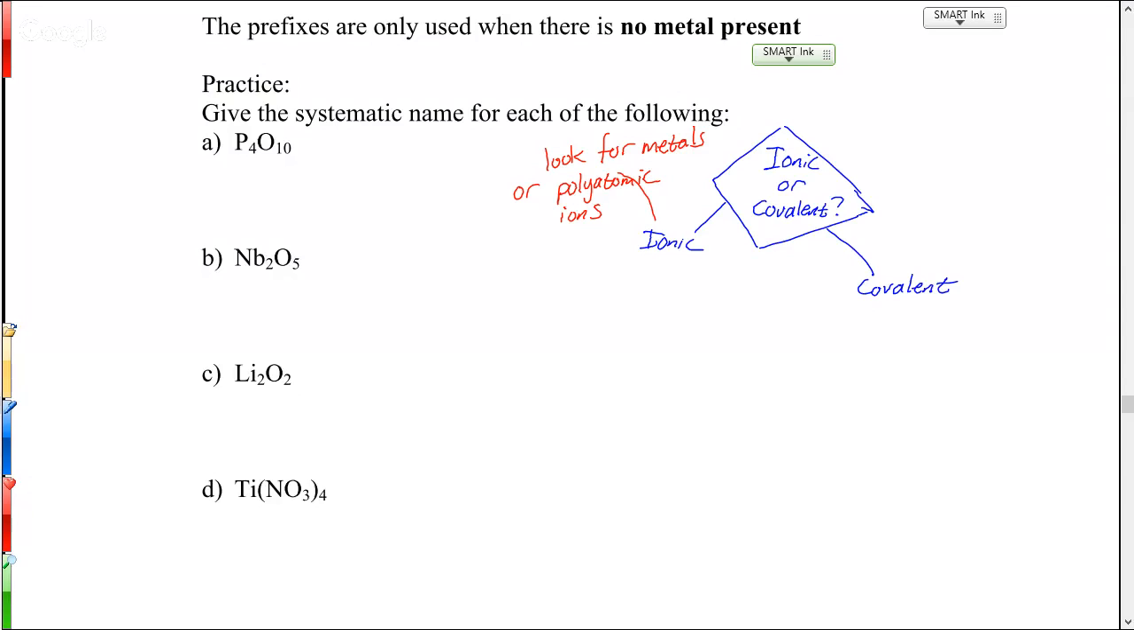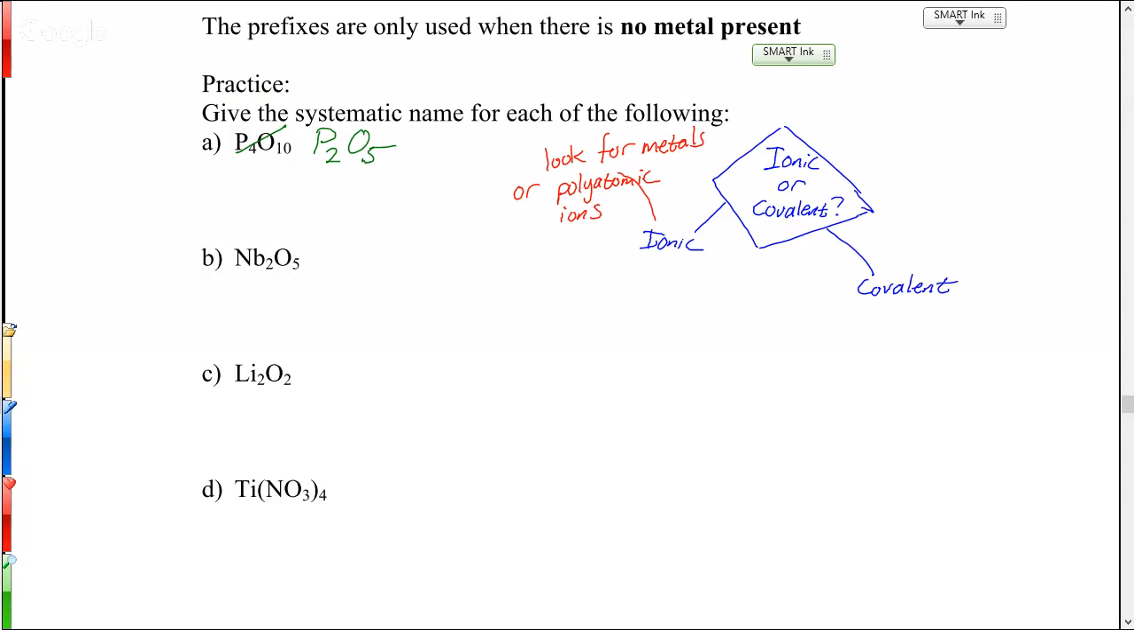So let's apply this to that first one, A. Where are we going with A? Is that going to be ionic or covalent? I don't know why it's written that way. It should be P2O5. So is that going to be ionic or covalent? Does it have a metal in it? No metal. Does it have a polyatomic ion in it? No. So then what does that make it? Covalent. So we're off to that first step.